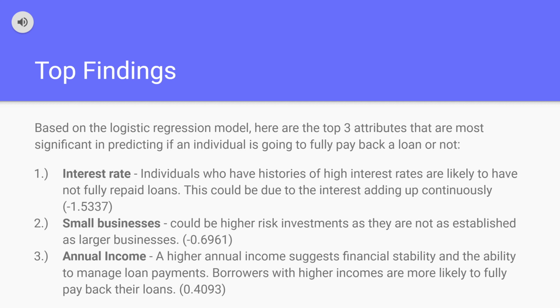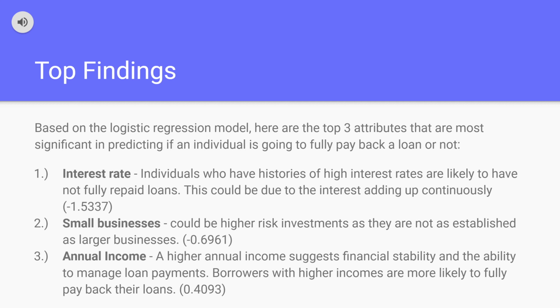Based on the logistic regression model, here are the top 3 attributes that are most significant in predicting if an individual is going to fully pay back a loan or not. For interest rate, with a coefficient of negative 1.5337, individuals who have histories of high interest rates are likely to have not fully repaid loans. This could be due to the interest adding up continuously and never fully being paid off. So this is interpreted as an individual with a higher interest rate on a previous loan is more likely to be classified as not fully paying a future loan.